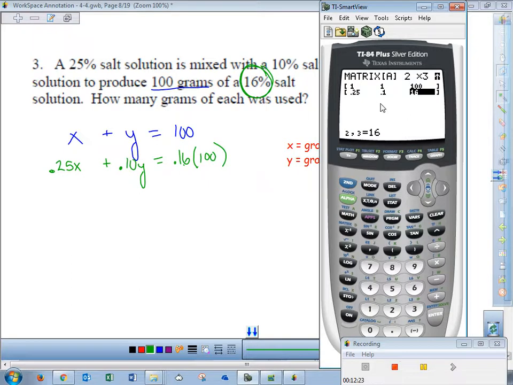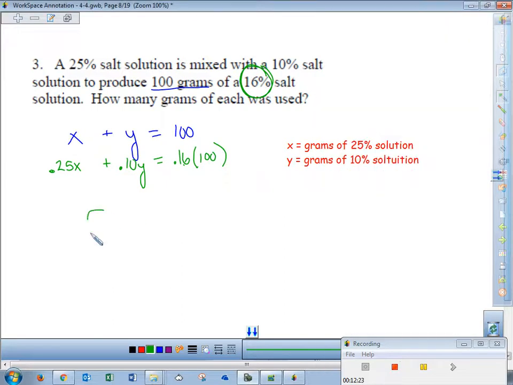And again, my previous entry is reduced row echelon form on matrix A, which is exactly what I want. So I'll hit second entry, and it says, there it is. Boom. There's my solutions matrix. 1, 0, 40, and 0, 1, 60. Remember, these two numbers should add up to be 100, which they do.